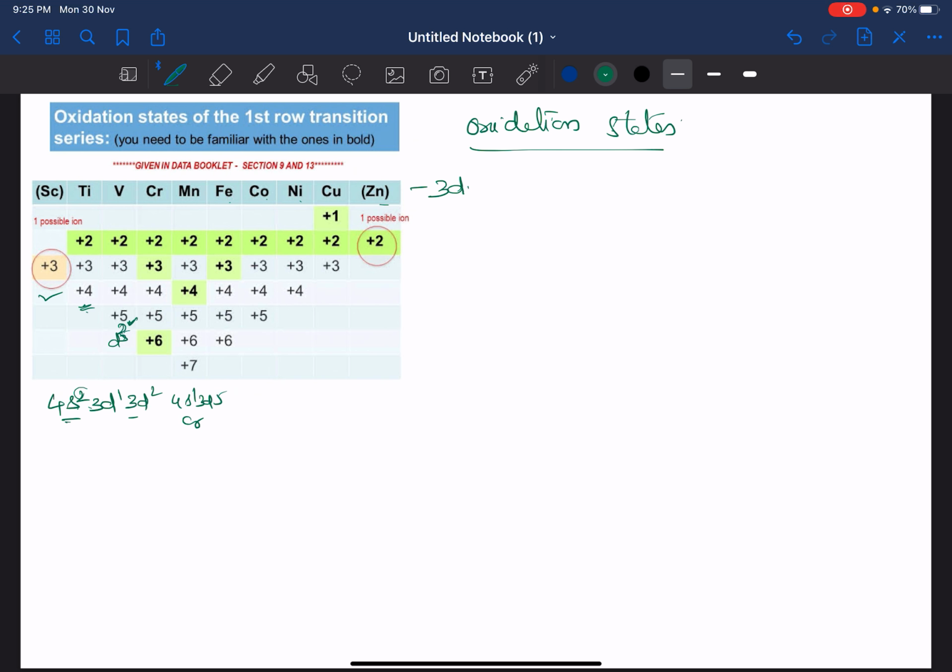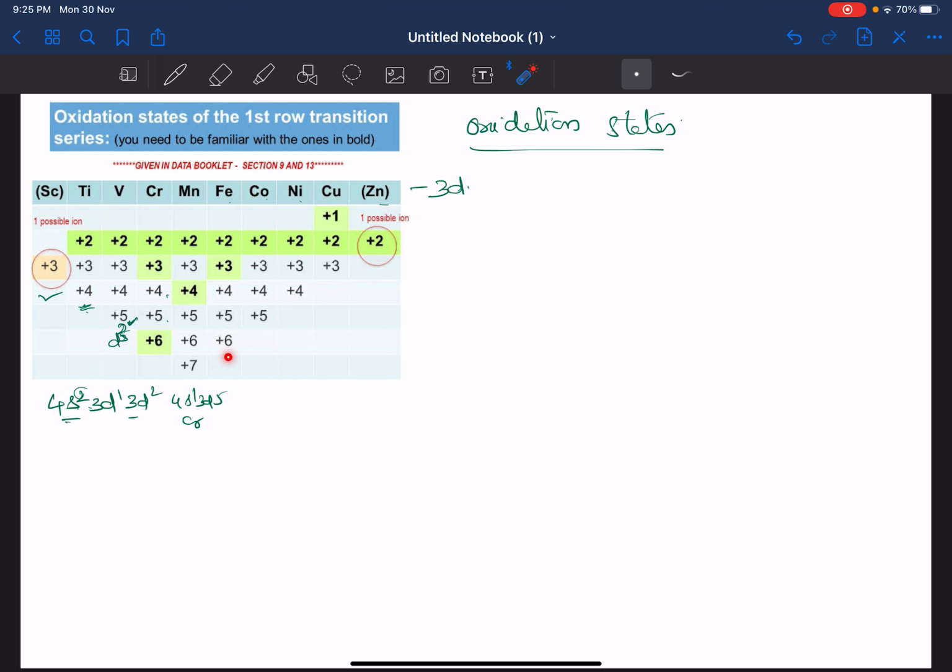So +2, +3, +4, +5 and then +6. These are the higher oxidation numbers of the chromium element. And the next element is manganese. It will show +2, +3, +4, +5, +6 and then +7. So the maximum oxidation number of manganese is +7.